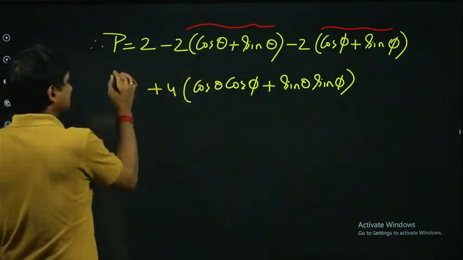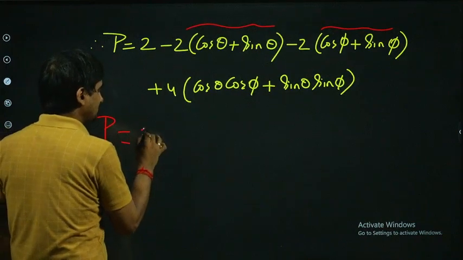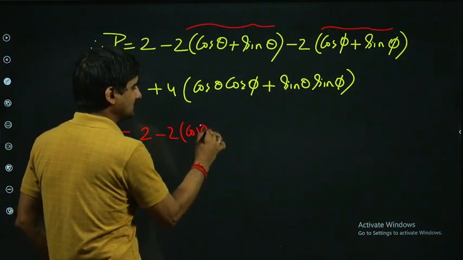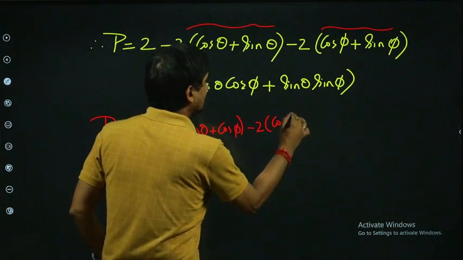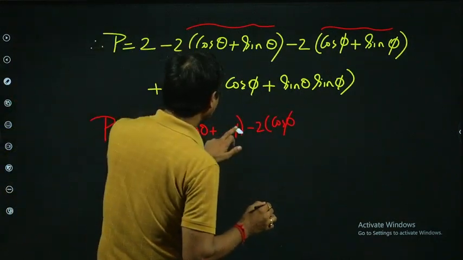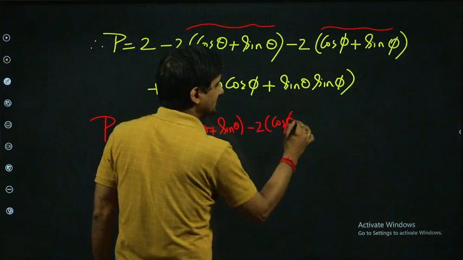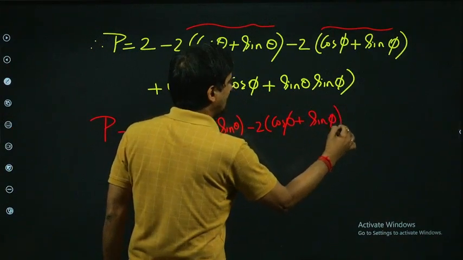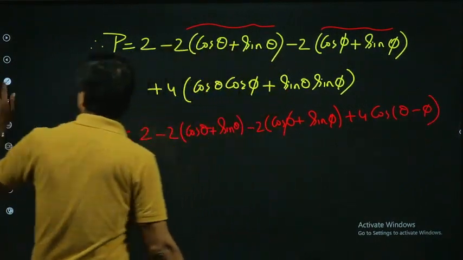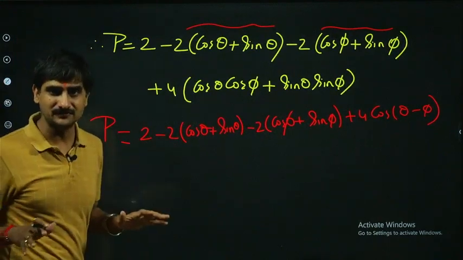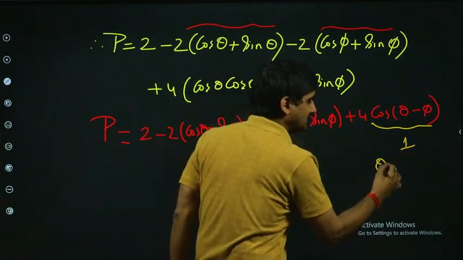Now, since we need the maximum value, if I write it once more, it's 2 minus 2 times cos theta plus sin theta, minus 2 times cos phi plus sin phi, and this is plus 4 times cos of theta minus phi. I am sorry, it's sin theta there. See, the way they got arranged, it's really beautiful. What is the maximum value of cos of theta minus phi? It's 1. And when is it? When theta is equal to phi.